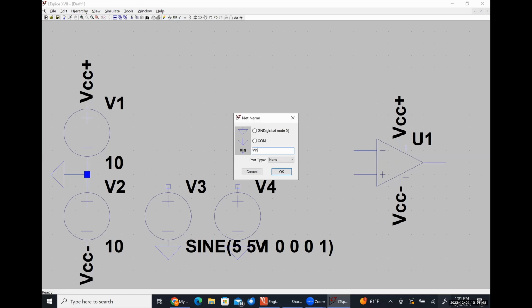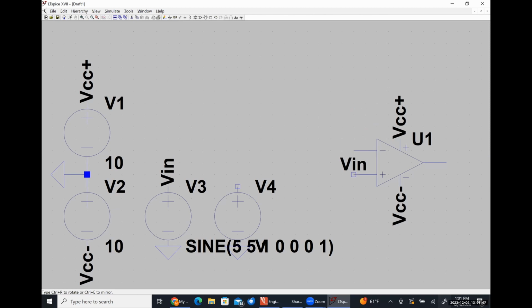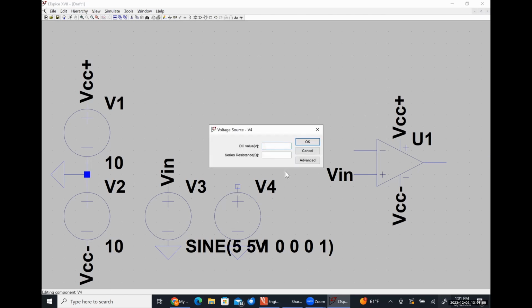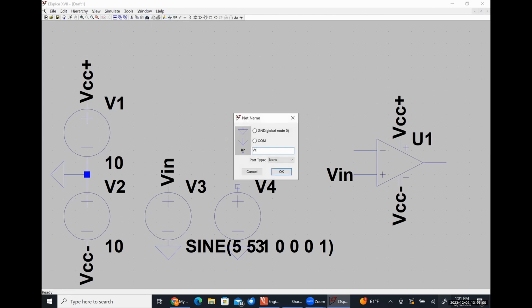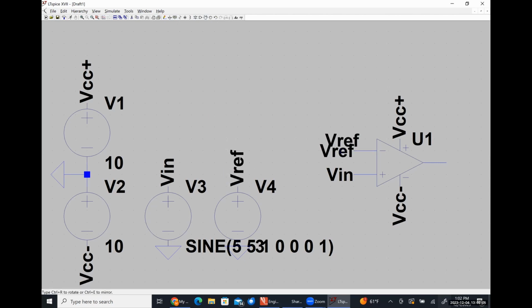So I'm just going to label that guy Vin. And we're going to start by looking at a non-inverting comparator. So I'm going to put my input voltage on the non-inverting input terminal. And then now I'm going to right click this guy and just make it 3 volts. This is my reference voltage. So I'm just going to label this as VREF. And lastly, I'm going to label my output node as Vout. So we have effectively drawn the exact circuit that I drew in LTspice.